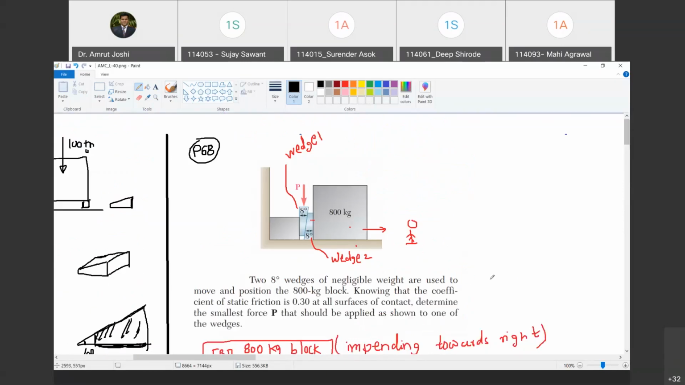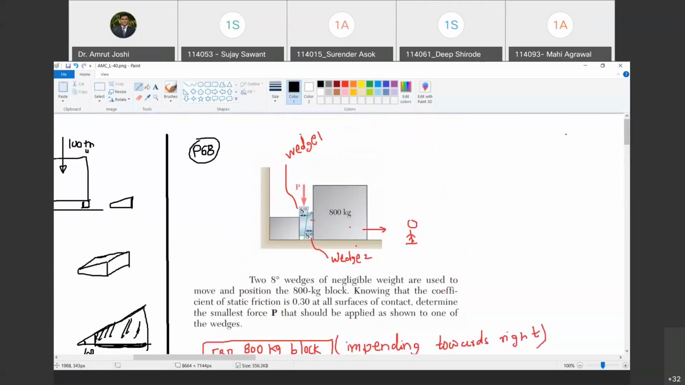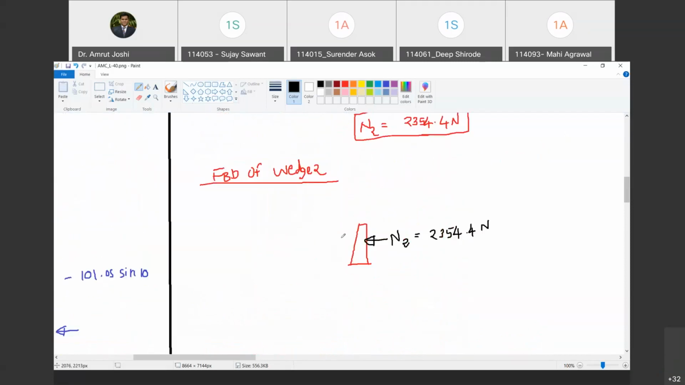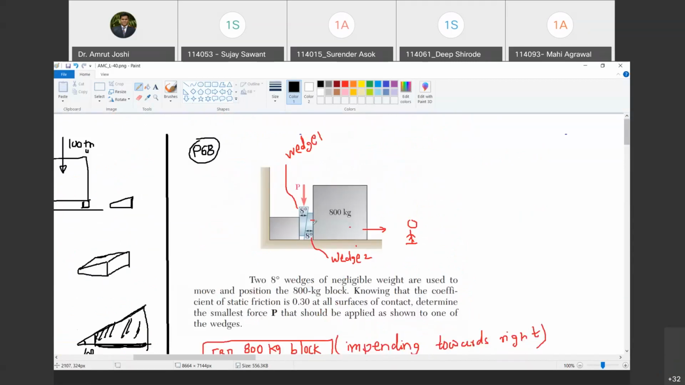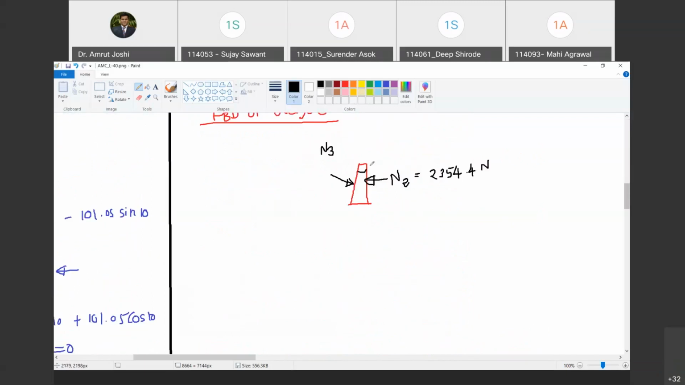Happy? Yes, sir. Now, this surface is in contact. Therefore, we are going to have two reactions here. Normal reaction, let me call that normal reaction as N3. Happy? Yes, sir. N3. By the way, what is this angle? This angle is 8 degree. Are you with me?